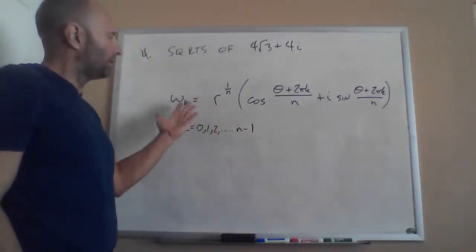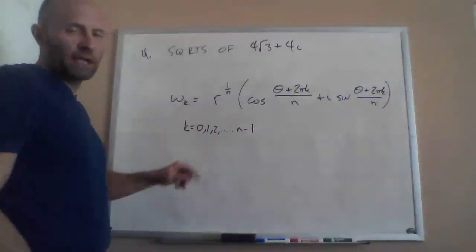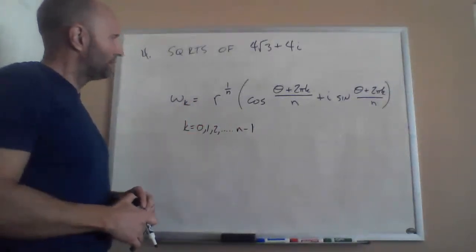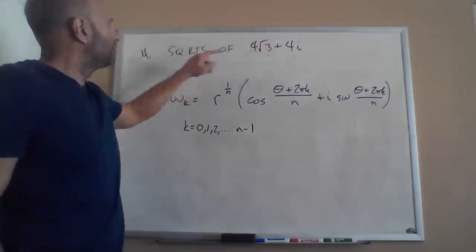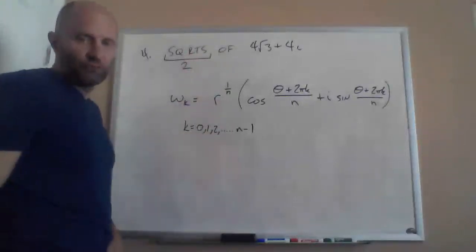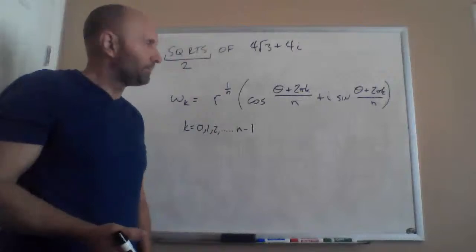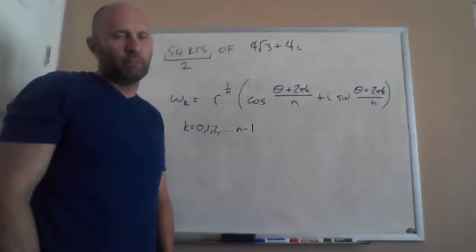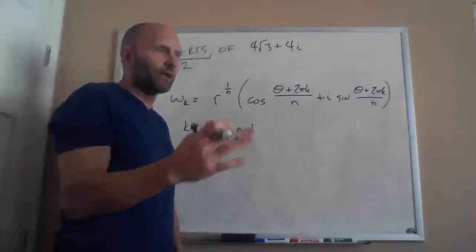So n minus 1 is 4. So I still have the 5 roots, but k starts at 0. So we're going to figure out r, figure out theta, square roots. That means 2 roots. So square root is 2, cube root is 3, and then the rest are as it is. So find the 4 roots of, find the 5 roots of. So that's a little bit easier.